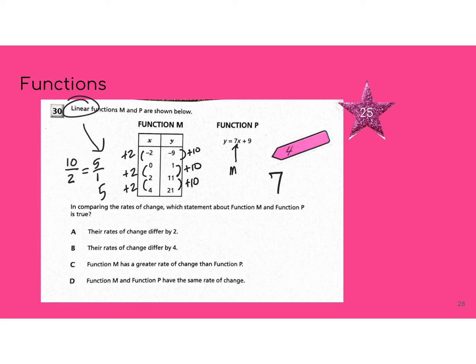So it says, in comparing the rate of change, which is true? The rate of change does not differ by 4, so it cannot be B. Function m does not have a greater change because it's 5 and p is 7. M and p do not have the same rate of change. It has to be A.